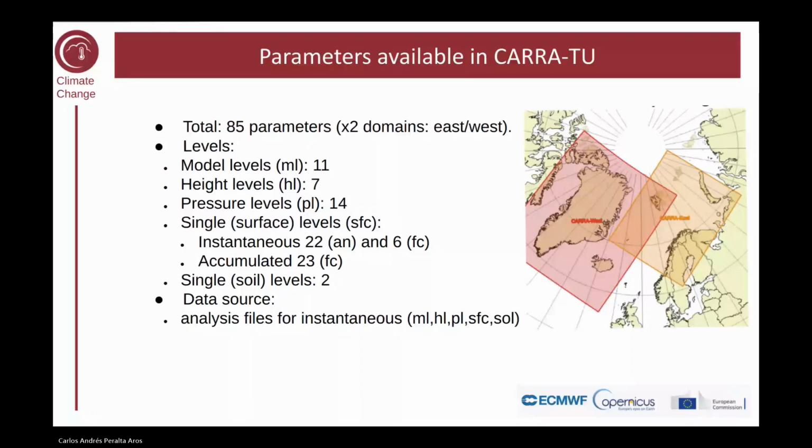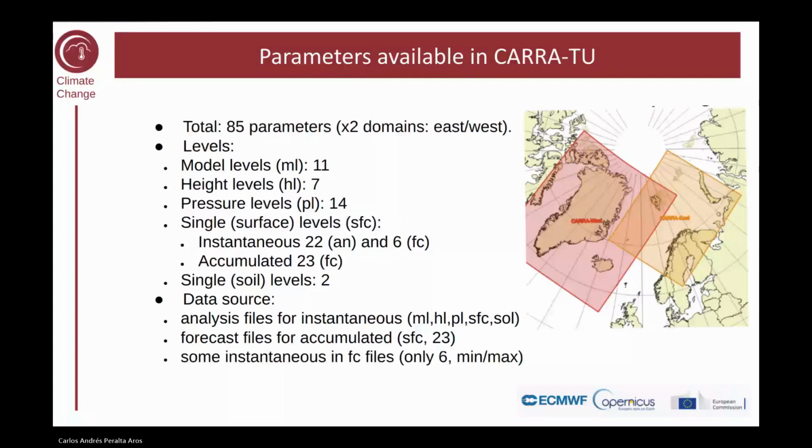So the data source is like we use mostly analysis files for all the instantaneous parameters, and of course forecast files for accumulated parameters. And there is some instantaneous which are only available in the forecast files, which is min or max variables, which are temperature and wind. Of course, there is some parameters which are repeated in different types of levels.